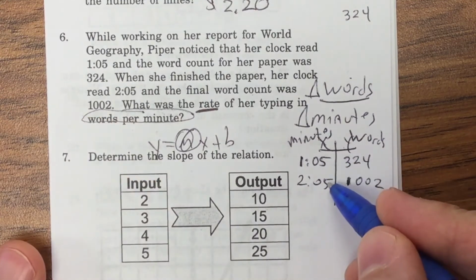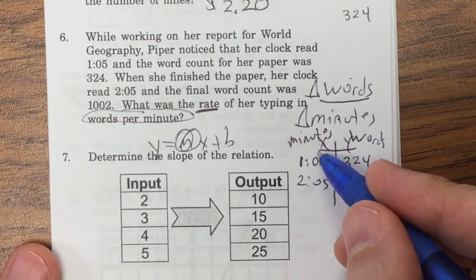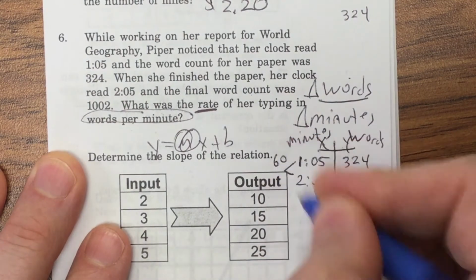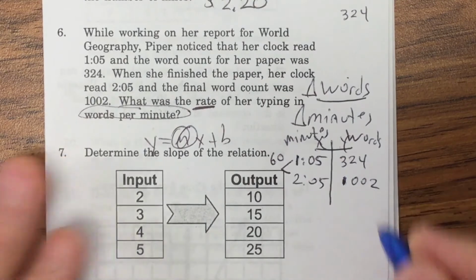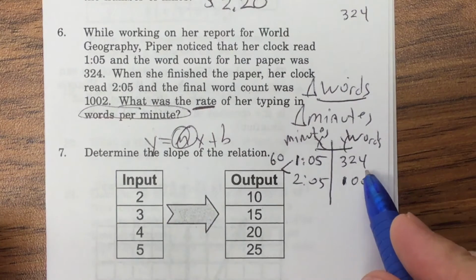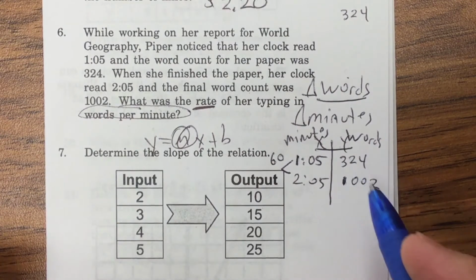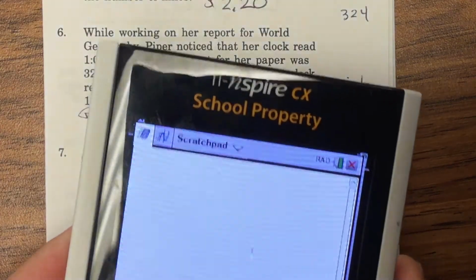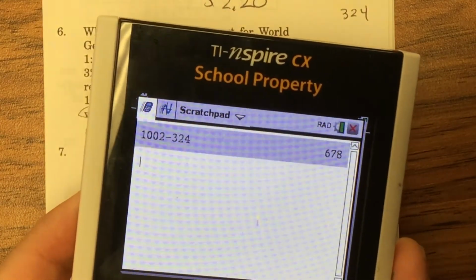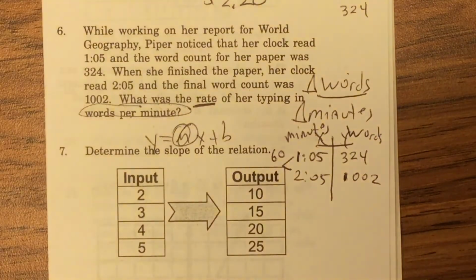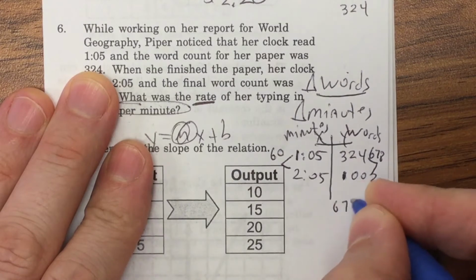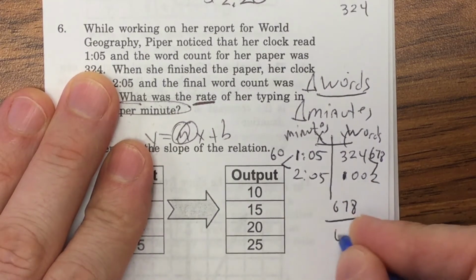So, how many minutes transpired in this time? It's an hour, right? And an hour is 60 minutes. So 60 minutes went by. How many words went by during that time? Well, let's go ahead and subtract 1,002 minus 324. 678 words. So my change in y was 678. My change in x was 60.